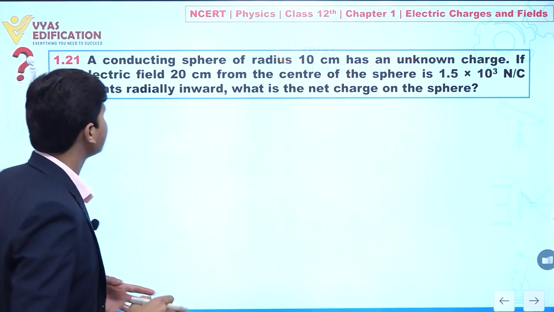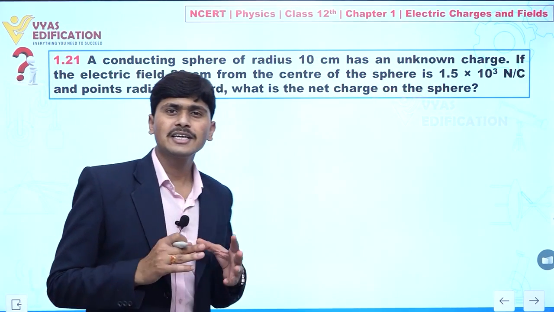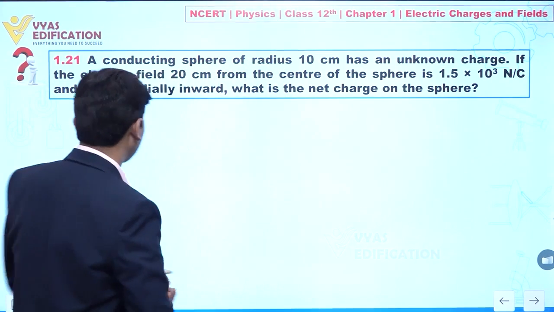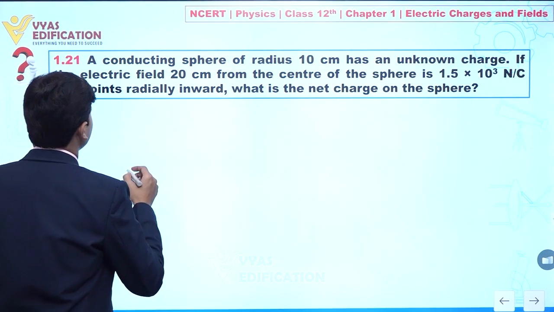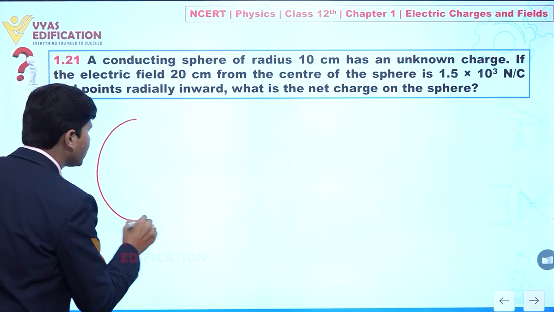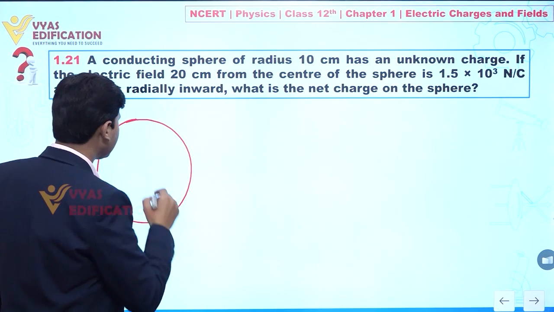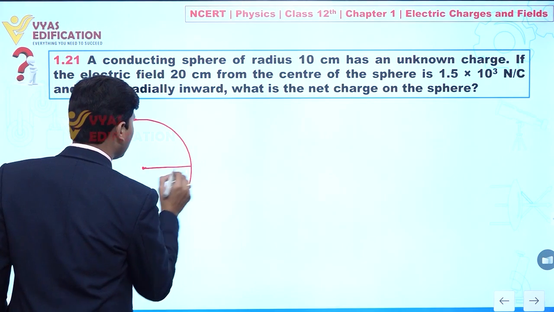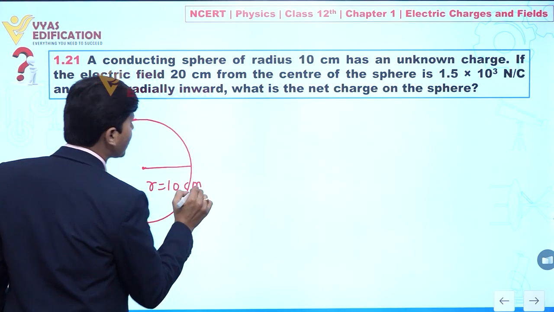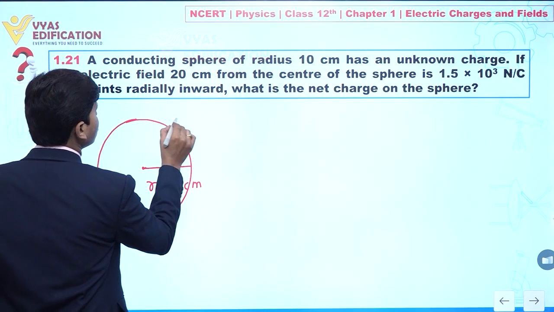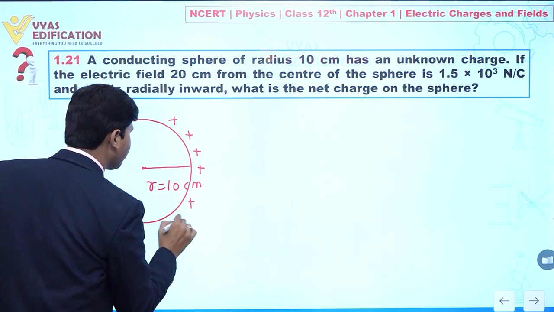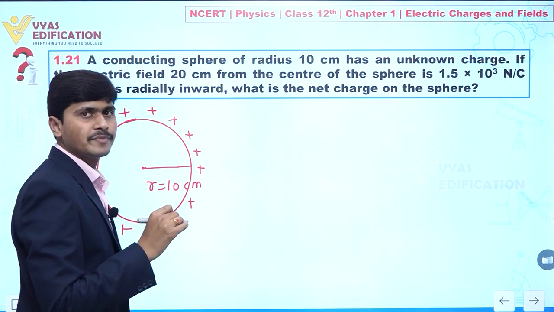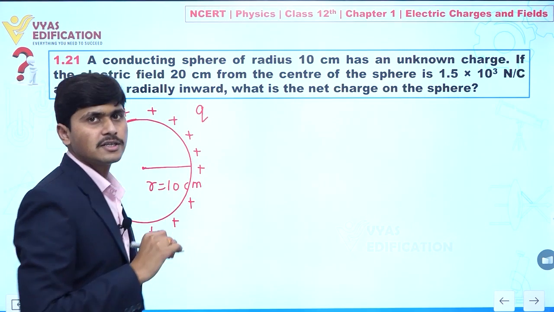Clear? So now concentrate. It is given a conducting sphere. A conducting sphere means what? We can say all charge is situated on the surface of a sphere. So now we can say like this. Let's suppose here we have a conducting sphere, and let's suppose this is the center of this sphere. So radius is given, this value r, that is 10 centimeter. Conducting sphere we have, so let's suppose all charge is present at the surface. So this is the value of charge Q we have.